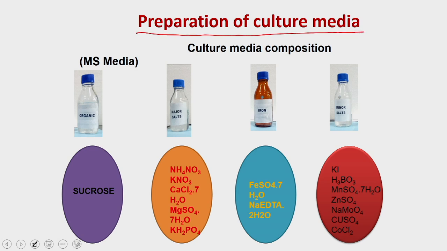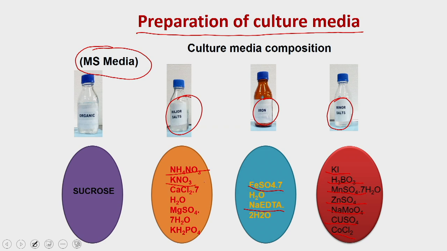The preparation of a plant tissue culture media requires many components. It requires the MS media, which is called Murashige and Skoog media, or MS media, and the MS media requires the major salts and the minor salts. The minor salts are required, such as ferrous sulfate or sodium acetate, KI, borate, manganese, zinc, molybdenum, copper and cobalt. The major salts required are ammonium nitrate, potassium nitrate, calcium chloride, magnesium sulfate and hydrogen phosphate. You need a carbon source. In this case, people normally use sucrose as a carbon source.